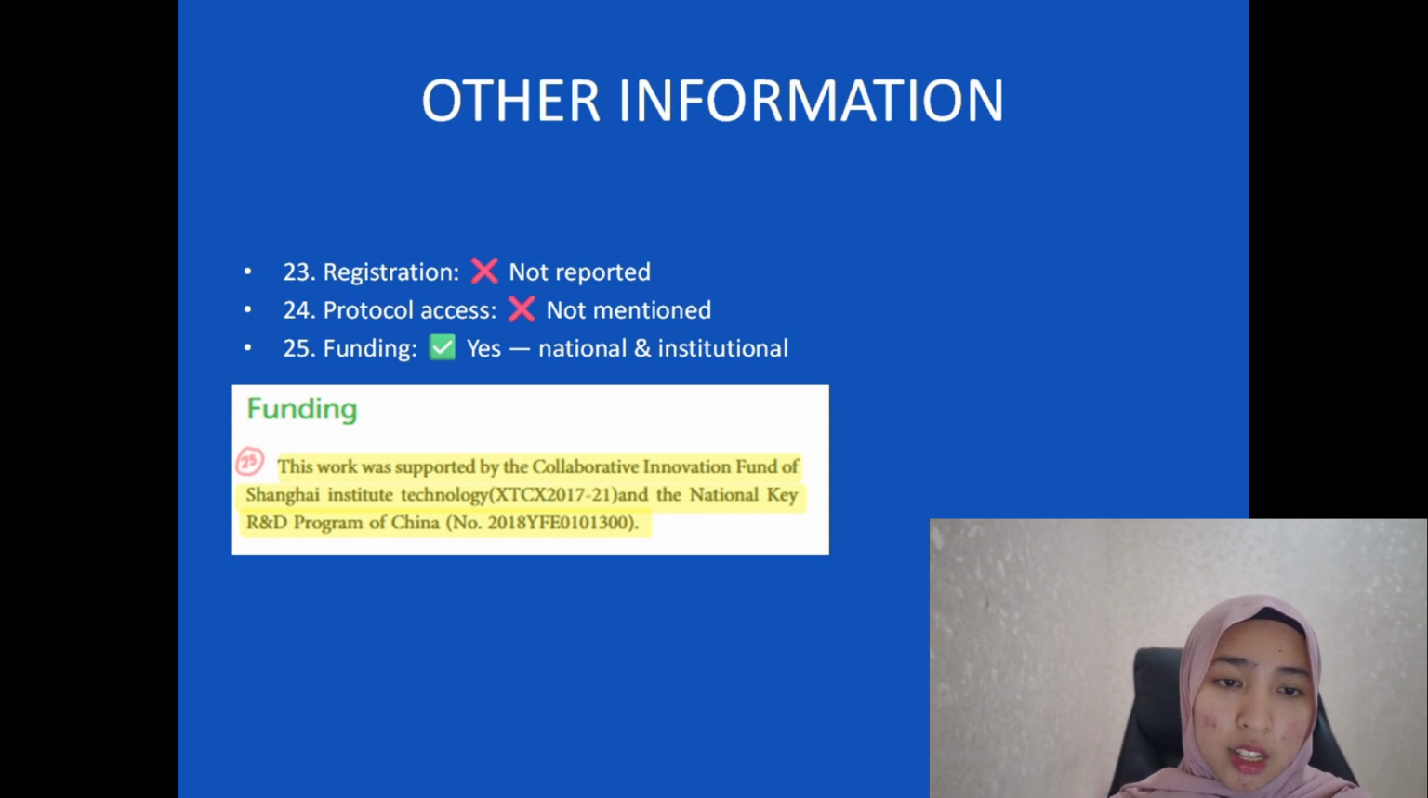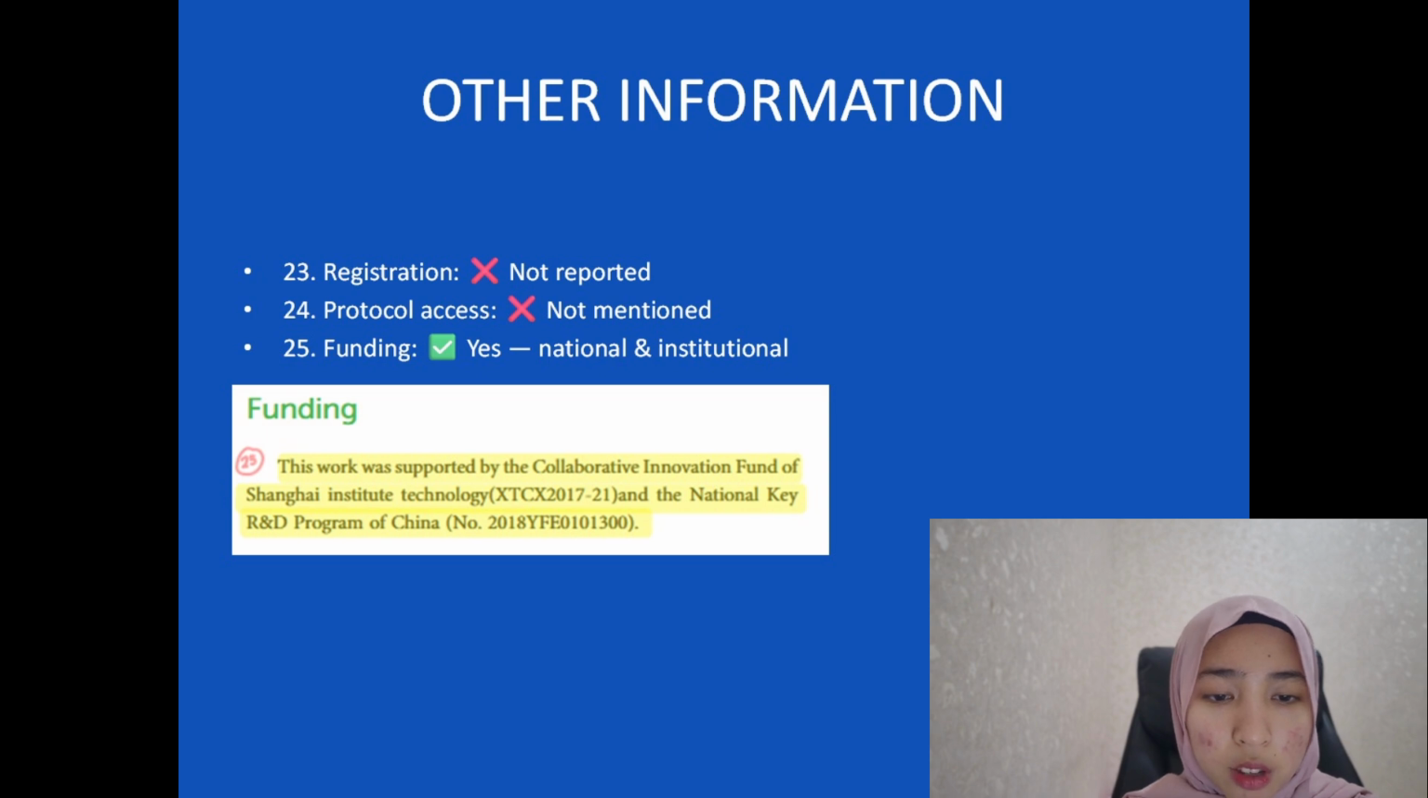Next part is about other information. It's for items 23 to 25. First, item 23, it's about trial registration, but in this article it is not mentioned. And then item 24 about protocol availability. This article does not provide it again. But for item 25, it's for funding. In this article, there is a quote, "supported by the Collaborative Innovation Fund and the National R&D Program of China." Funding is clearly stated, which is good.